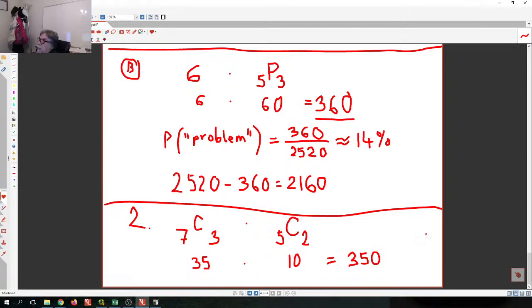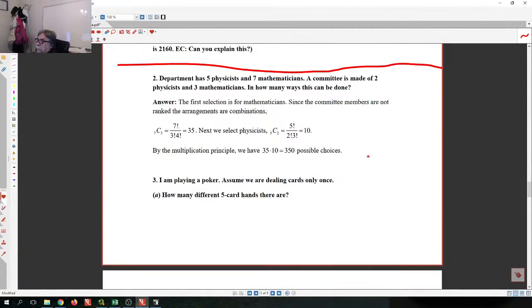Okay? It is important to notice here that we have a committee that is not ranked. Which means that we have combinations, we don't care about the order. Now, if you have to select a ranked committee, in which case you're going to have maybe something like a chair, vice chair, secretary, stuff like that, then the order will matter. Okay, let's go for another problem.